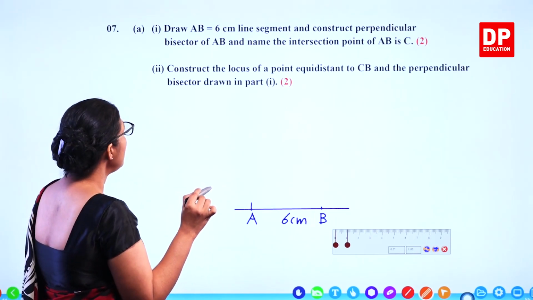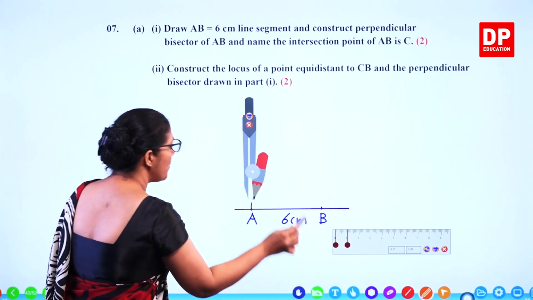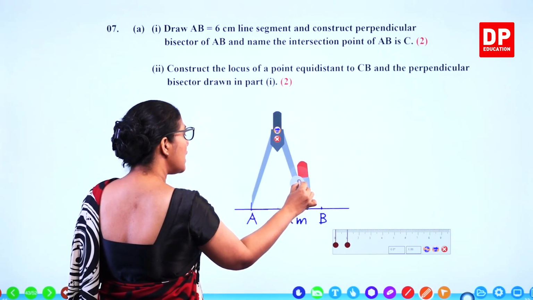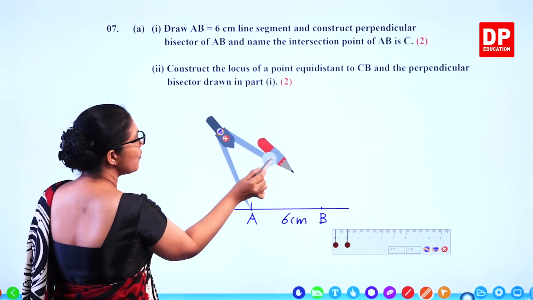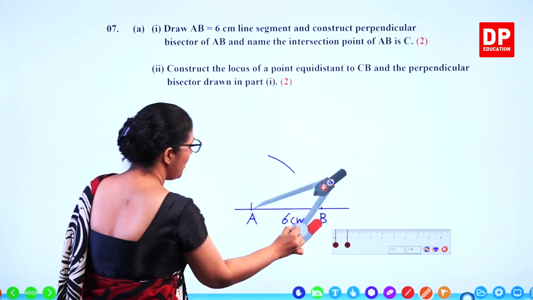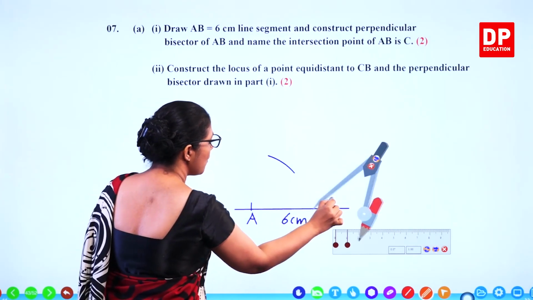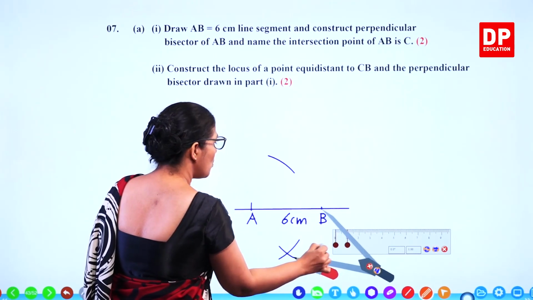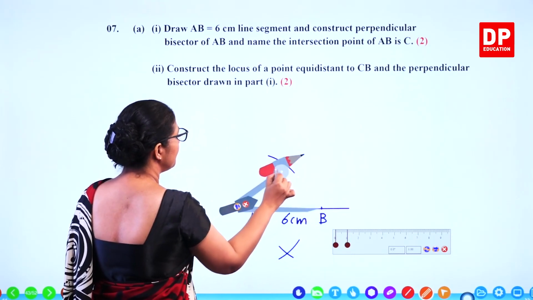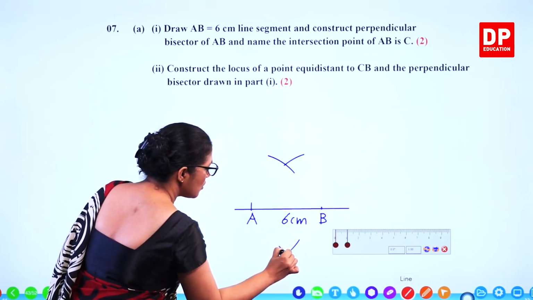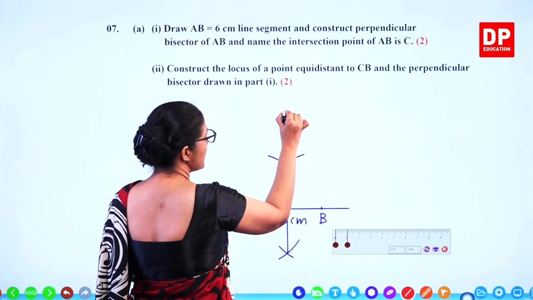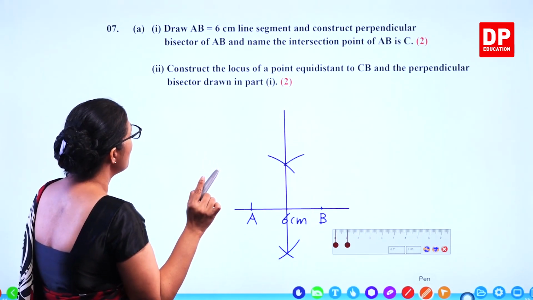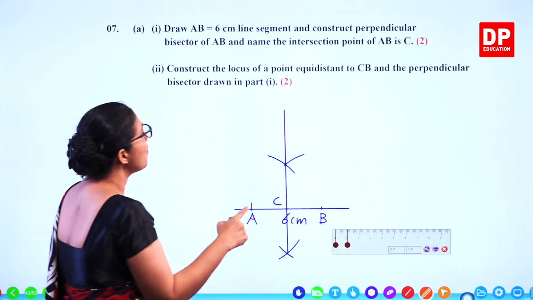Now you have to construct the perpendicular bisector of AB. So take the compass and take any distance, but take more than half of the length AB, and you can draw an arc above and below. Do the same thing for point B. Keep it on point B and draw the other 2 arcs. Now you can connect the 2 points. That's the perpendicular bisector. So mark C as the intersecting point.